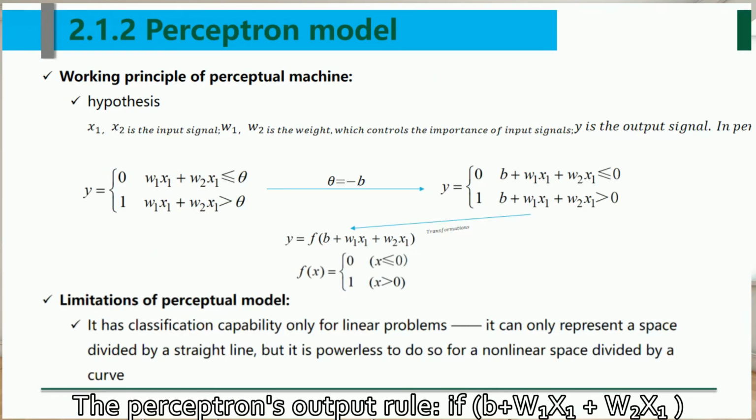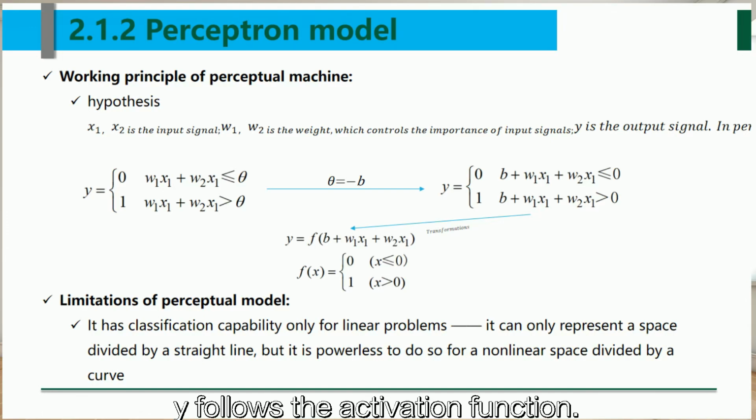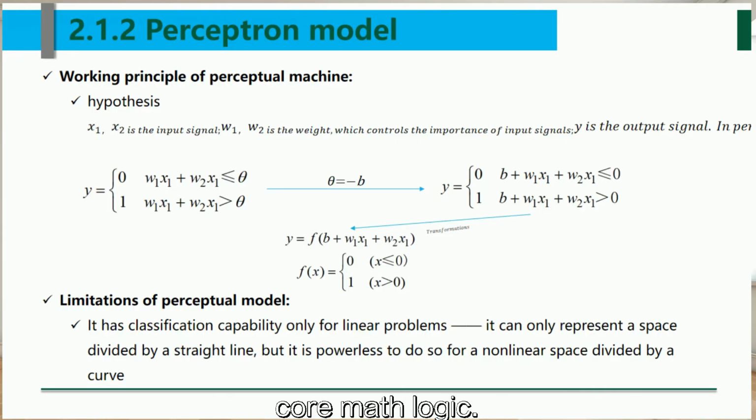The perceptron's output rule: if b plus w1 x1 plus w2 x2 is less than or equal to 0, y equals 1. If it is greater than 0, y follows the activation function. In short, y equals f of b plus the weighted sum of inputs. That's its core math logic.